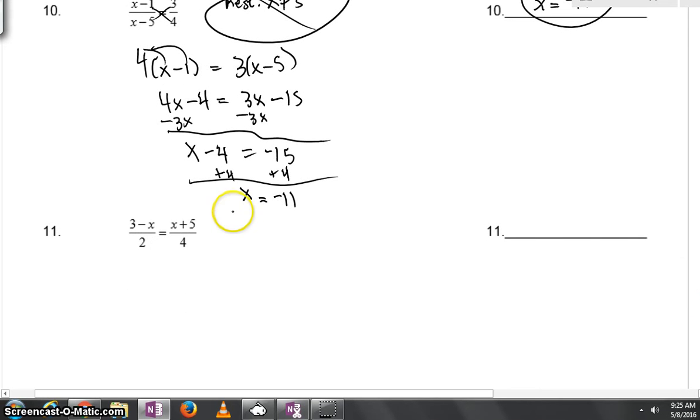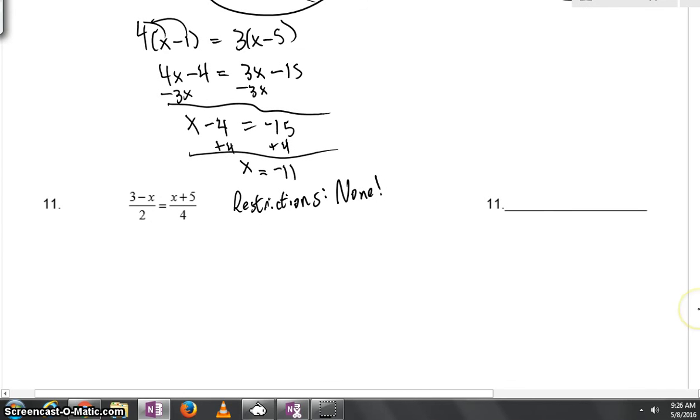Guys, take a look at number 11. Very different problem here, but it's well worth talking about. Sometimes kids will say, oh, I get it, 2 restrictions. X can't be negative 2 or negative 4. Guys, there are none. There are no restrictions for this problem. The denominator on the left is always a 2. The denominator on the right is always a 4. No matter what I'm plugging in for x, I won't change anything.